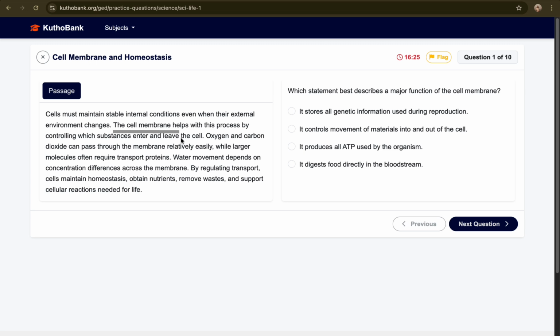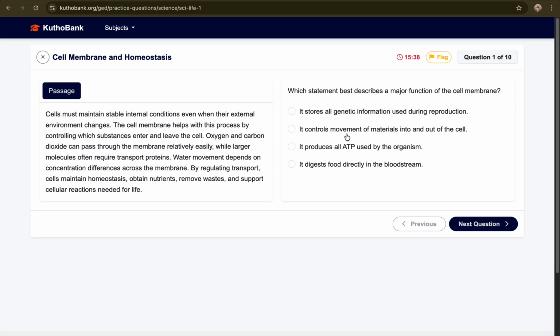This tells us the function of the cell membrane is controlling what enters and leaves the cell, not storing genetic information, which we have seen in the first choice. So clearly, choice A is incorrect. Then choice B. It controls movement of materials into and out of the cell. This exactly matches what we just read here. So choice B is the correct answer.